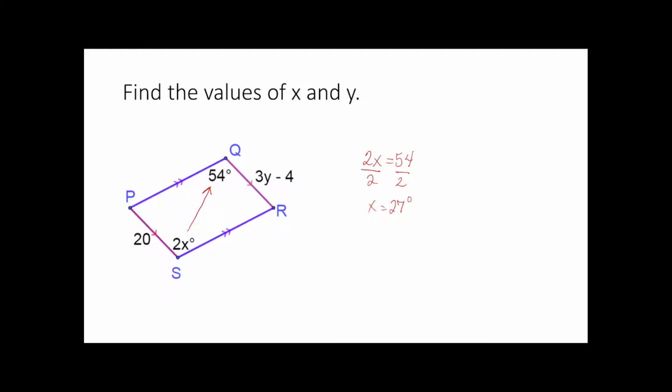3y minus 4 represents a segment that is opposite the 20, and so it's going to be equal to 20 because opposite sides of a parallelogram are congruent. Add 4, and 3y is equal to 24. Divide by 3, and y is 8.